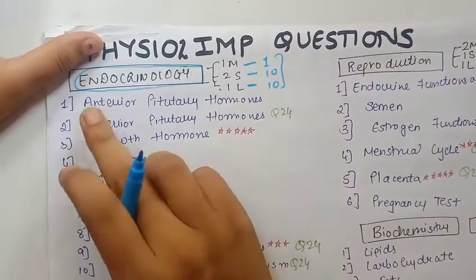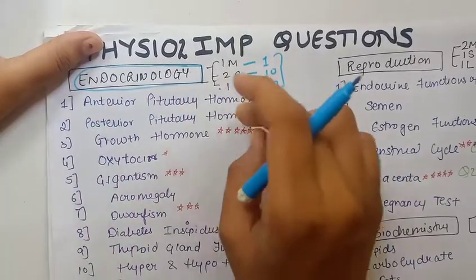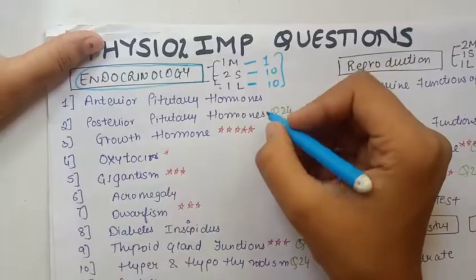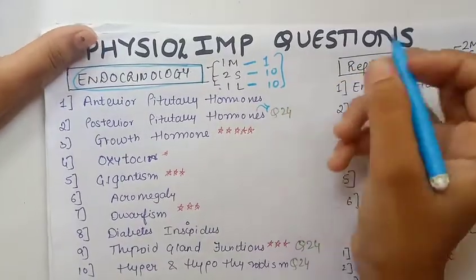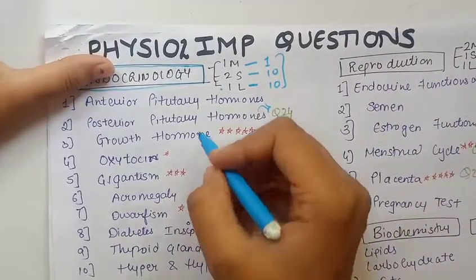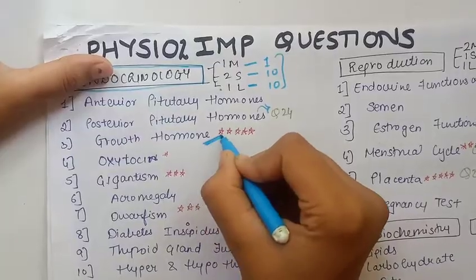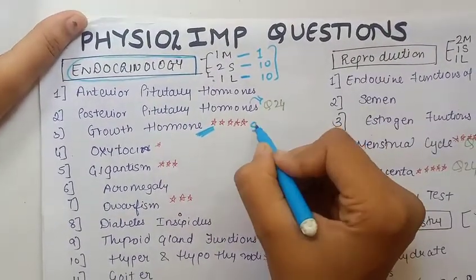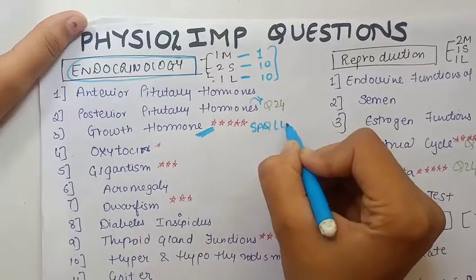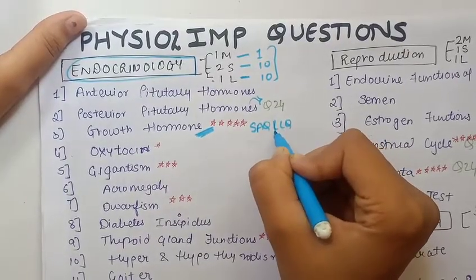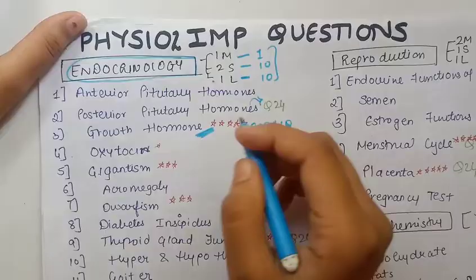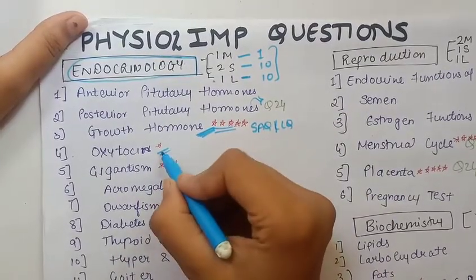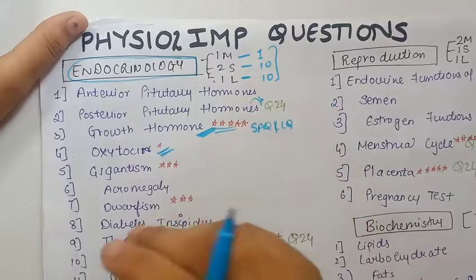So anterior pituitary hormones are important, posterior pituitary hormones are important, and questions have been asked from posterior pituitary hormones. Then from anterior pituitary hormones, growth hormone is very much important. Specifically, growth hormone can be asked for SAQ or LAQ, both. So these are very much important questions. It is a star mark question. Then oxytocin from the posterior pituitary hormones is very much important.